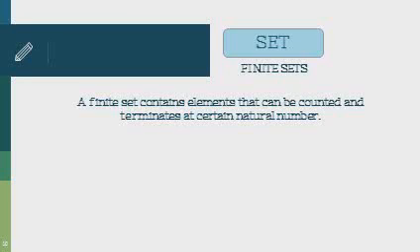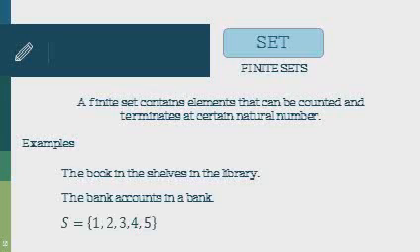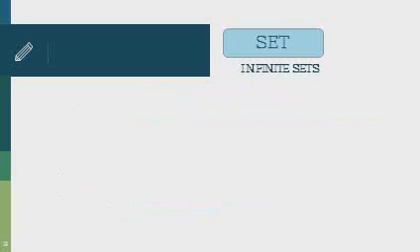Okay, when we say finite sets, a finite set contains elements that can be counted and terminates at certain natural number. Ibig sabihin, may limitation yung elements na bibilang yung number of elements ng set. Examples, the book in the shelves in the library. Okay, marami siya pero that is still countable. The bank accounts in a bank. Okay, ito. S is equal to 1, 2, 3, 4, 5 listing method. That is, meron tayong 5 elements. 5 natural numbers.